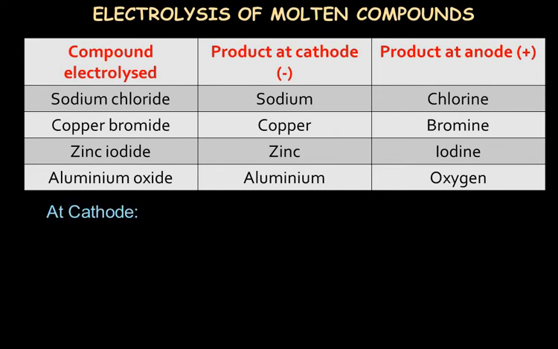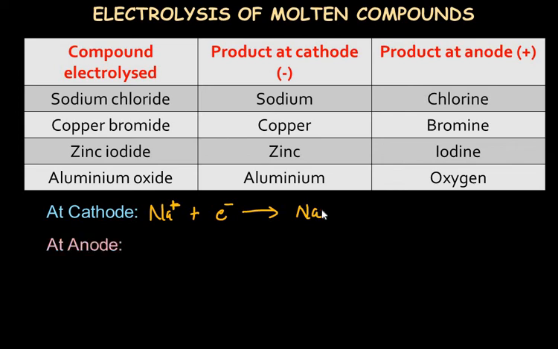So first is the sodium chloride, and at cathode what is forming? Sodium. At cathode what gets discharged? Sodium ion. Sodium ion is going to gain one electron. Why? Because it has one positive charge, gains one electron to form the sodium element, sodium metal at cathode.